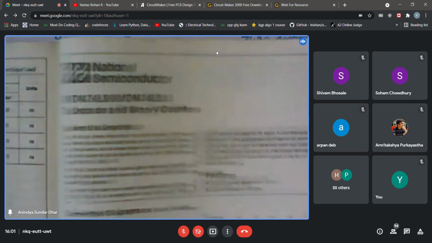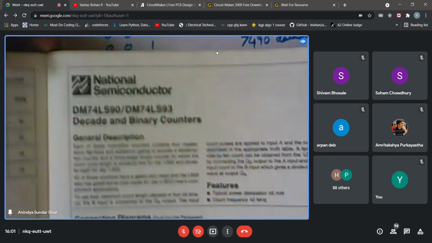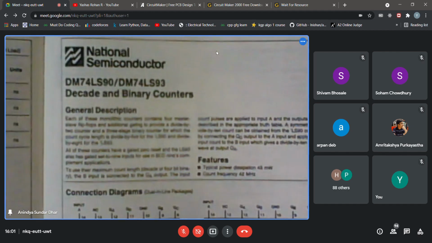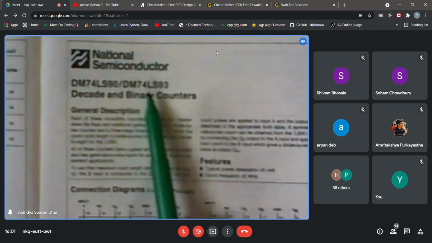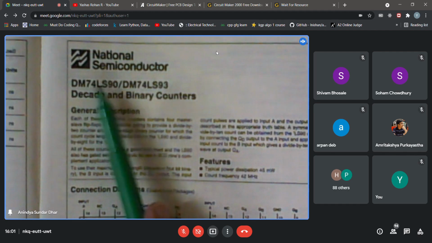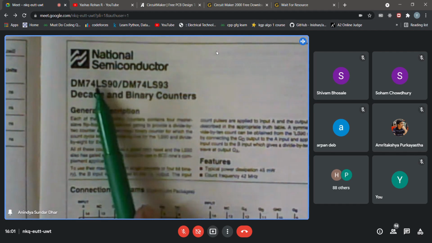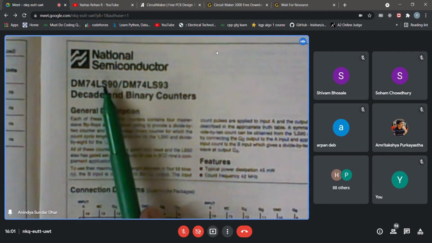Here it says DM, which once again will be discussed in your theory class. Don't get bothered about this. In between there is something written, LS, 74LS90. This L stands for low power, S stands for Schottky. I do not know whether you are aware of what is called Schottky.